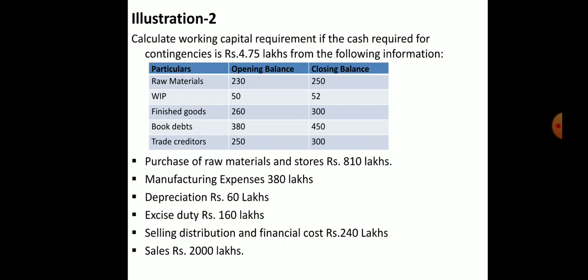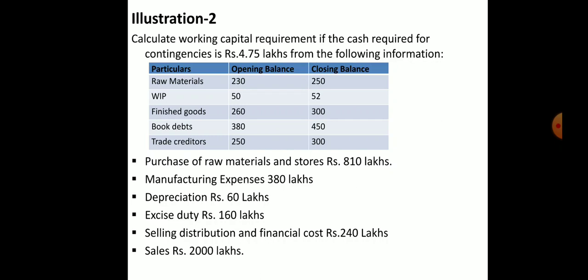Next they have given particulars, opening balance and closing balance. Raw material opening balance is 230 and closing balance is 250. It means that at the start of the year, on 1st April, there are 230 raw materials in the company, and at the end, on 31st March next year, we have 250 raw materials in the company. Since they have given opening balance and closing balance, you can calculate the average by using this. Work in progress they have given, finished goods they have given, and book debts, meaning debtors.